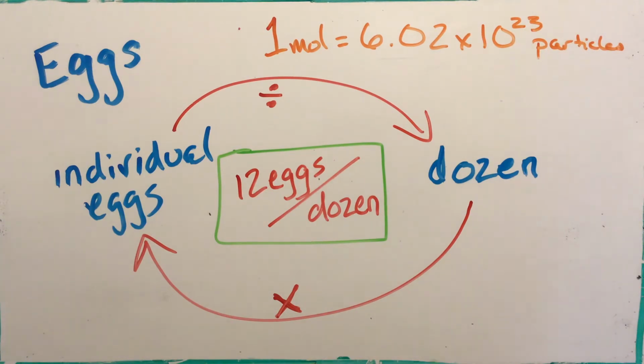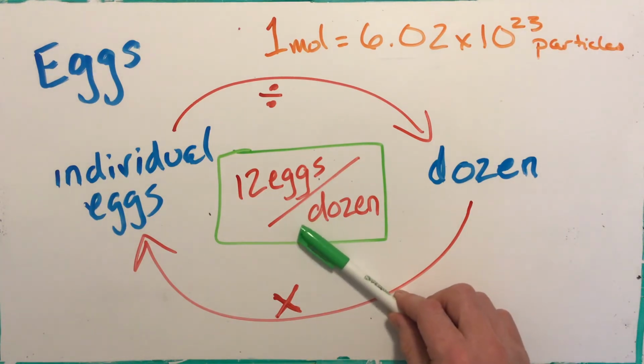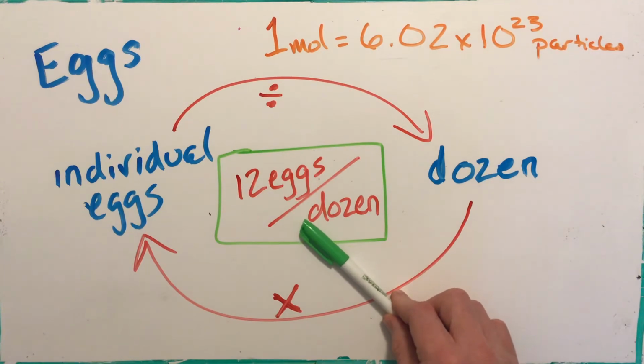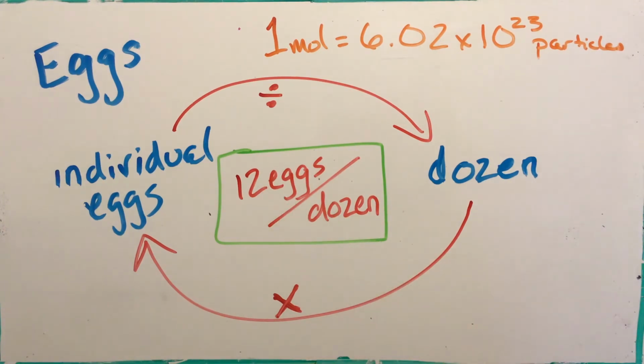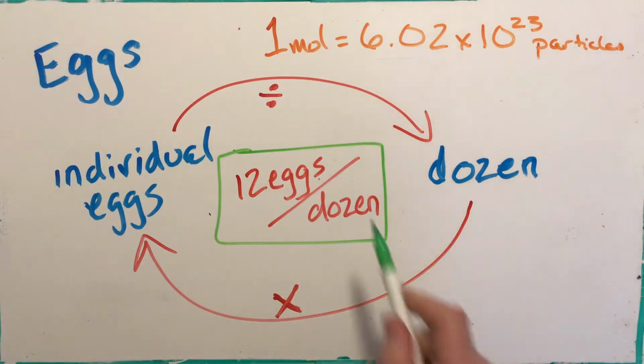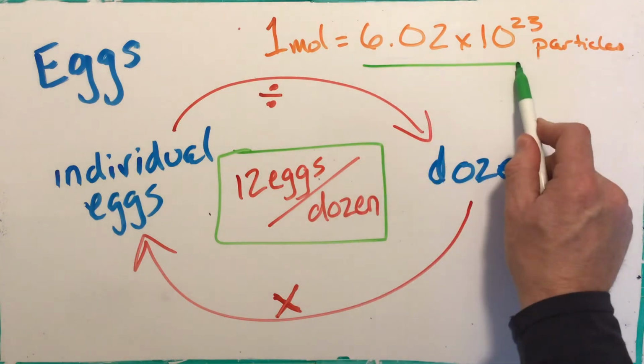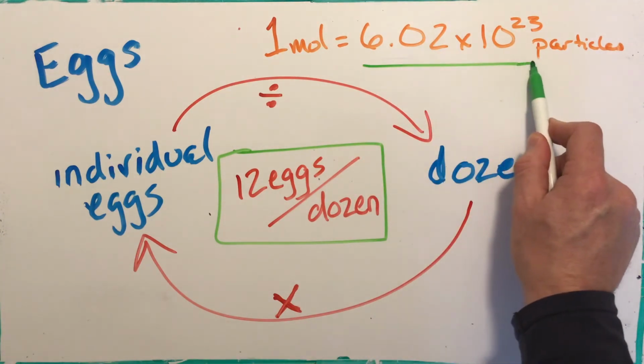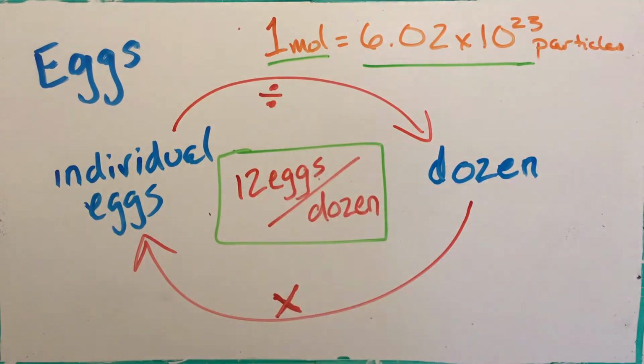And in both cases, I'm multiplying or dividing by this conversion factor. It's very, very important. And we know there's 12 of anything in a dozen, right? So it doesn't have to be eggs. It could be TVs, it could be candles, it could be dogs, whatever. But we know there's 12 per dozen. Just like we know there's 602 hexillion in 1 mole.